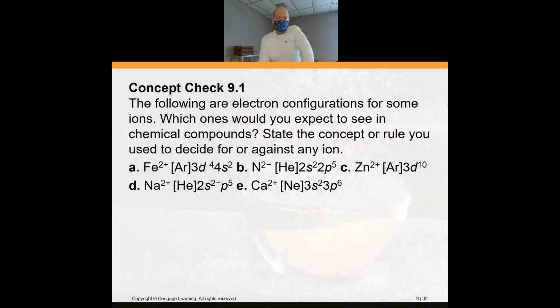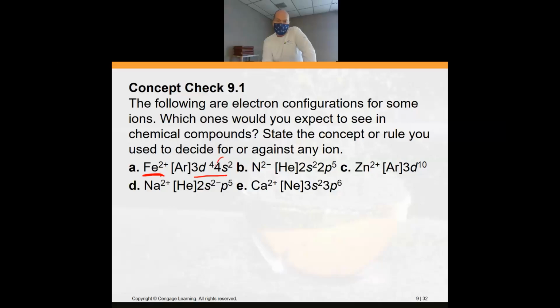All right, so the following are electron configurations for some ions. Which ones would you expect to see in a chemical compound state? What concept or rule do you use to decide against or for any ion? All right, iron +2. We would say, yes, we would expect that because iron +2 is stable, one of the 2 stable ionizations of iron is +2 and +3. However, they don't give the correct electron configuration of iron +2.